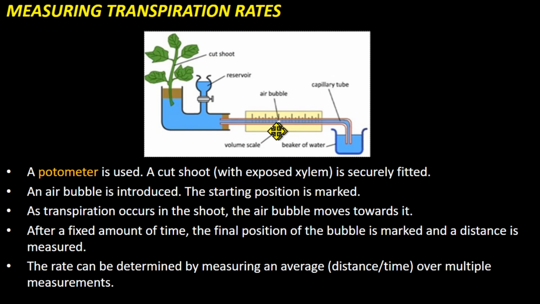So as transpiration occurs in the shoot as the xylem is taking up the water, the air bubble is going to move towards the plant stem. After a fixed amount of time, the final position of the bubble is marked, let's say for example here, and a distance is measured between its initial and its final positions. So the rate can be determined by measuring an average distance over time over multiple measurements.